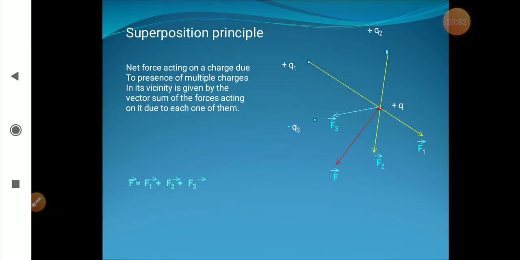This is a board problem only. Now, superposition principle. What if we have a large number of charges placed in close vicinity?